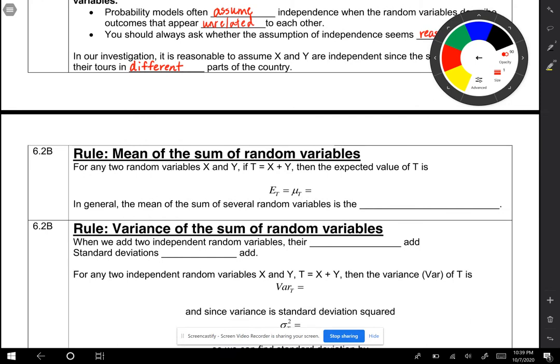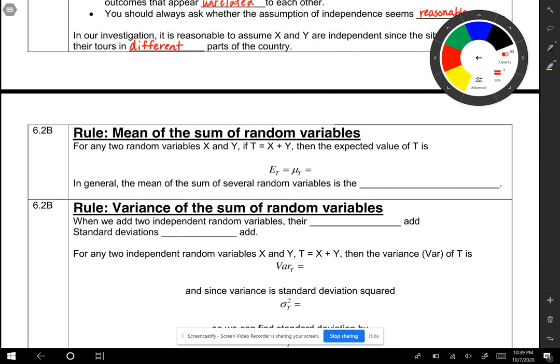Okay. So for the rule for the mean of the sum of random variables, for any two random variables, x and y, if t is equal to x plus y, then the expected value of t, and remember, expected value is just a fancy way of saying mean. So the mean of t, and there's the capital E for expected, is equal to the mean of x plus the mean of y. In general, the mean of the sum of several random variables is the sum of their means.